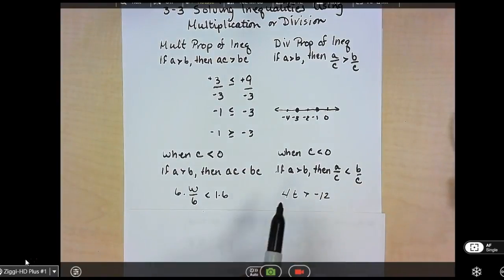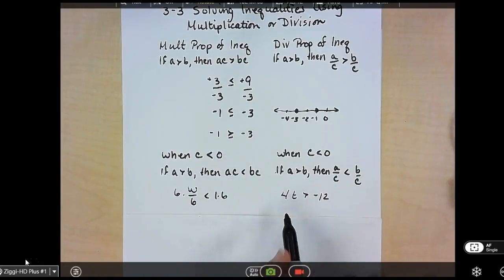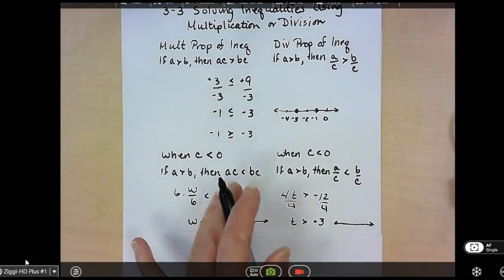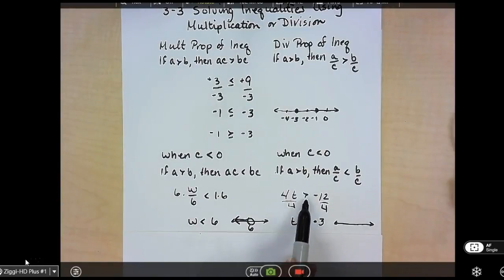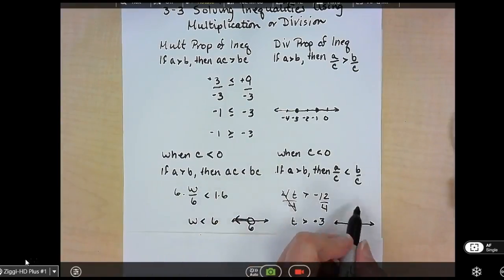Okay, so this problem, I have 4 times t is greater than negative 12. Divide by 4, divide by 4, cancel out. T is greater than negative 3. You notice I did not switch the inequality because I did not divide by a negative. If you have a negative number, that does not mean you switch the inequality. It's only when you multiply or divide by that. So the 4's cancel. T is greater than negative 3. So we're at negative 3. I'm just greater than, so I don't fill it in, and I'm going in that direction.